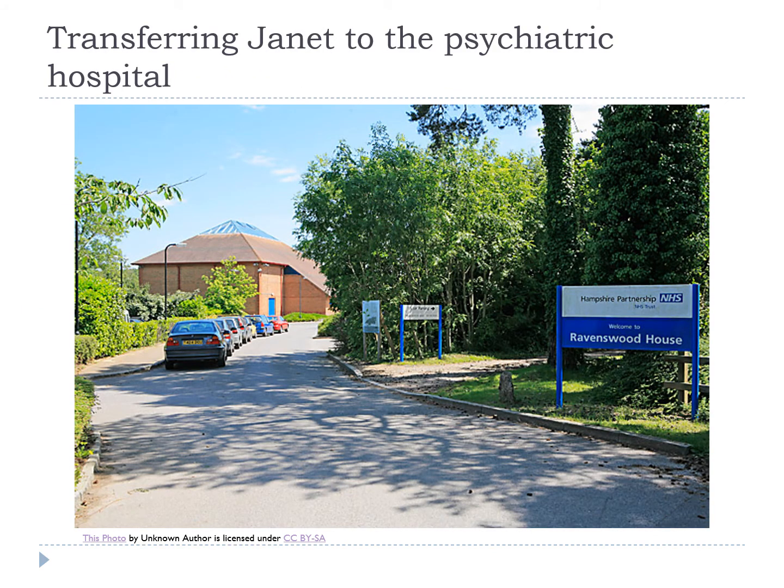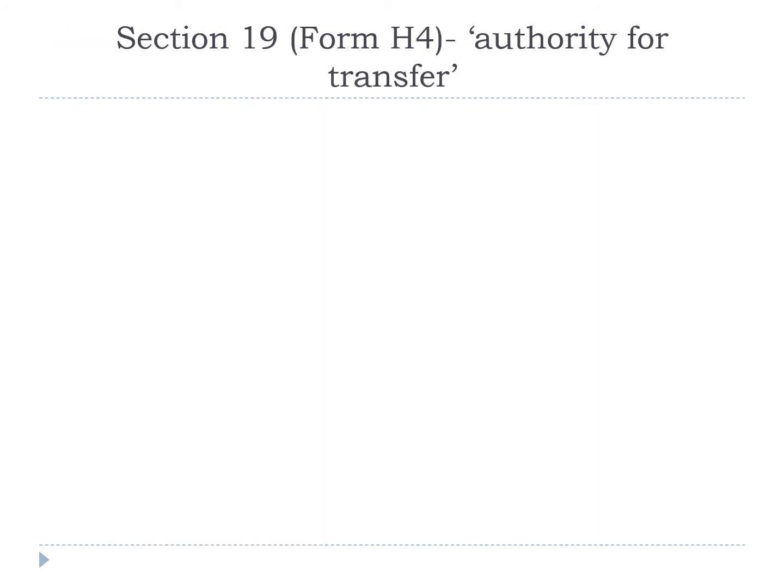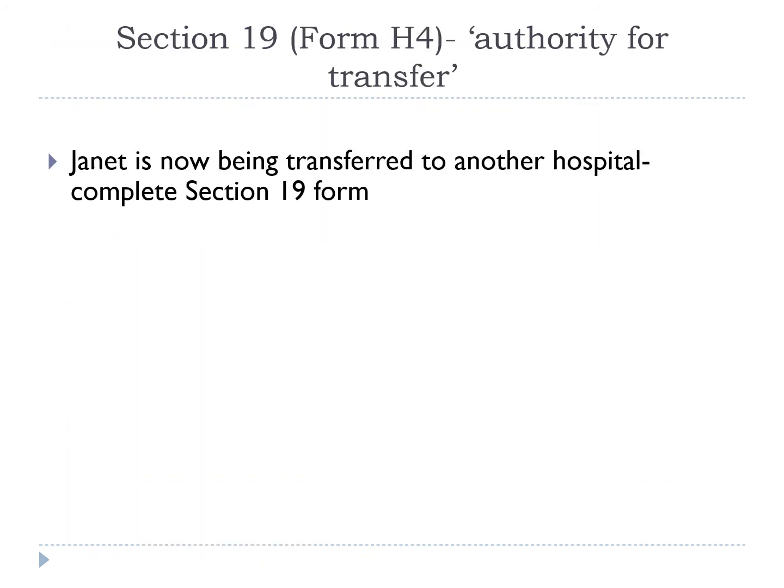So fortunately, a bed has become available for Janet and she's ready to be transferred to the mental health hospital for treatment of her mental health. Handout 4 shows you an example of a Form H4, which is basically the form that authorises Janet to be transferred. This is also known as a Section 19. Try not to get confused about that.